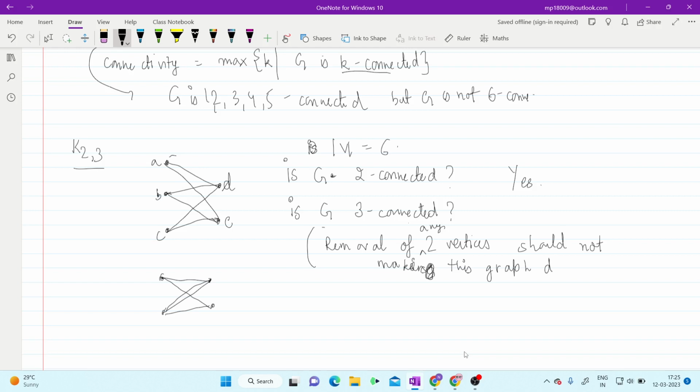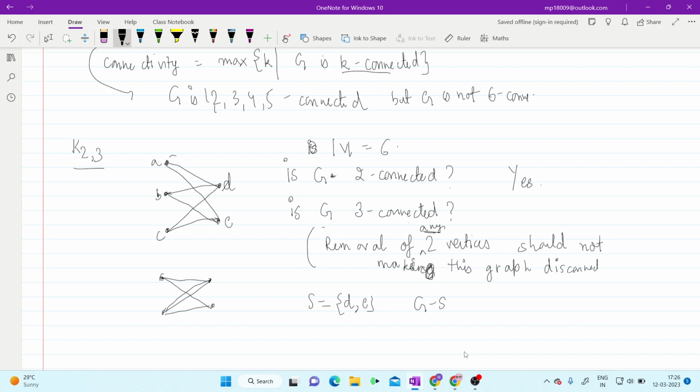If we remove D and E, this becomes disconnected. Other pairs won't work. So it cannot be three connected. We have to check removal of any two vertices. You are getting a pair DE, right? If you consider S to be DE, then G minus S is becoming disconnected, right? So it cannot be three connected.